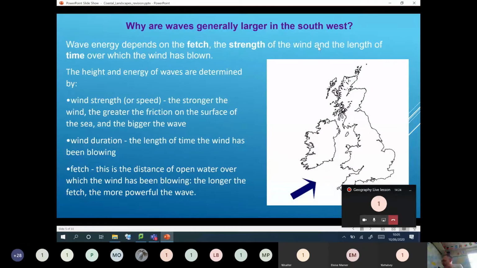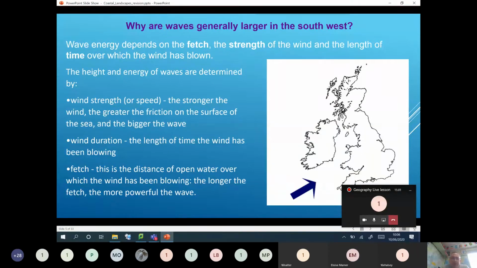You should all have your sheets in front of you, on your screen or printed out, or you can be doing it on paper if you want to. We're going to start off by looking at waves, the formation of waves and the impact of them. The key thing about waves is the energy they get from the fetch. The fetch is the distance the wind blows over the sea, and the longer that fetch and the stronger the winds, the more powerful, the more energy those waves have.